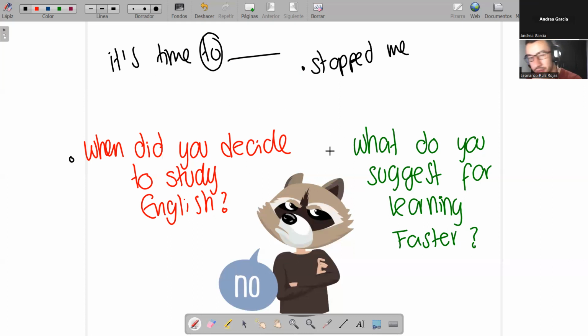And well, the second question. Could you please read the second question, dear? What do you suggest for learning faster? Good. What is the meaning of the question? Do you remember the meaning of suggest? ¿Qué sugieres para aprender más rápido? Exactly, very good, excellent. What do you suggest for learning faster?